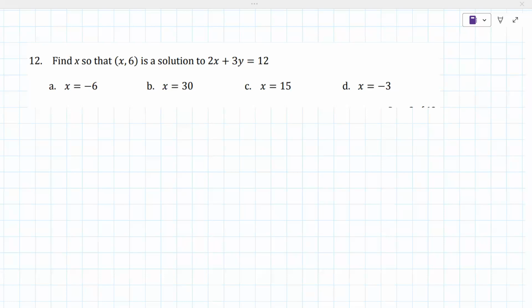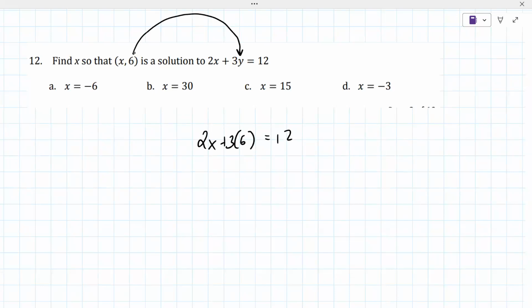Is it negative 6? So you're going with answer A. A. All right. So did you put 6 in for y? Yeah. Okay. So it's 2x plus 3 times 6 equals 12. Tell me what you did next.